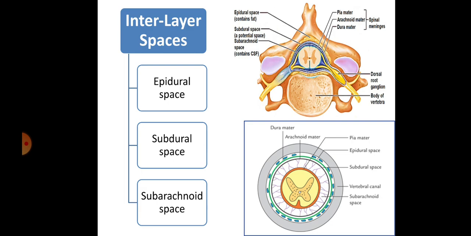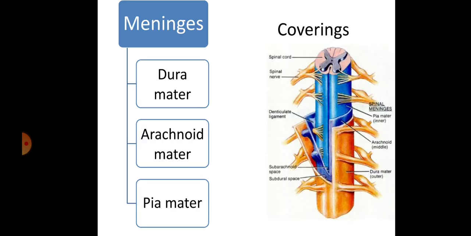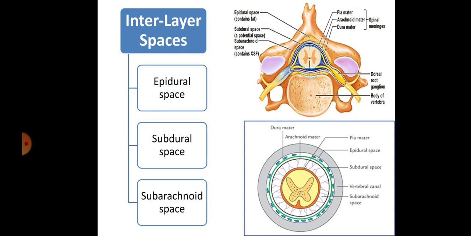Next we are going to discuss the interlayer spaces. Between the dura mater and arachnoid mater there is a space, between the arachnoid mater and the pia mater there is a space, and between the vertebrae and the dura mater there is a space. So the interlayer spaces are three in number. The first is the epidural space, the second is the subdural space, and the third is the subarachnoid space.